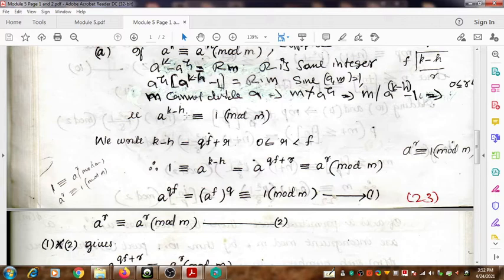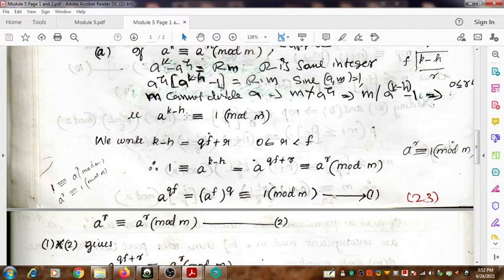And after that, if you divide that power of a by m, then you get 1 as the remainder, right? That is, a raised to k minus h is congruent to 1 mod m. But since f is the least positive integer having this property, you can very clearly say that k minus h must be greater than or equal to f. So k minus h must be greater than or equal to f.